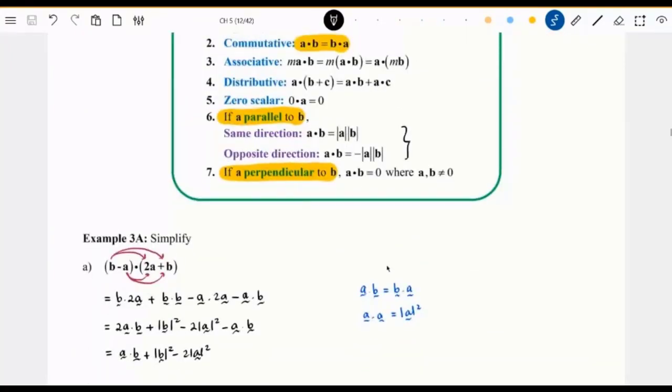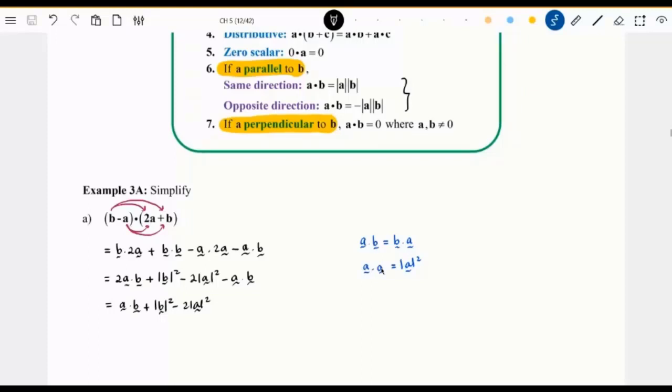Okay, so example 3A already discussed. So saya just nak highlightkan expansion between two bracket, make sure betul. Since we know that the scalar product can be commutative, depan ke belakang pun dia tak ada masalah, akan jadi benda yang sama. So A dot B equal to B dot A, and A dot A, vector dot product dengan diri sendiri, dia akan jadi magnitude square. So we can simplify to be 2A dot B plus magnitude B square minus 2 magnitude A square minus A dot B. So yang ini boleh combine, jadi single A dot B.